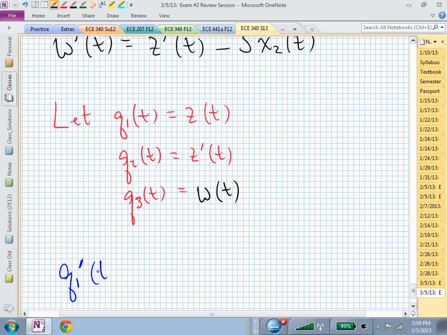q1 prime of t, and this one kind of confuses people. That's z prime, but we've now defined that to be one of our state variables, which is just q sub 2 of t. And that now gives us one of our state equations. We have q1 prime in terms of q1, q2, q3, x1, x2. It's actually only a function of one of those, which is q sub 2, but we're done. We now have a q1 prime equation. What about q2 prime?